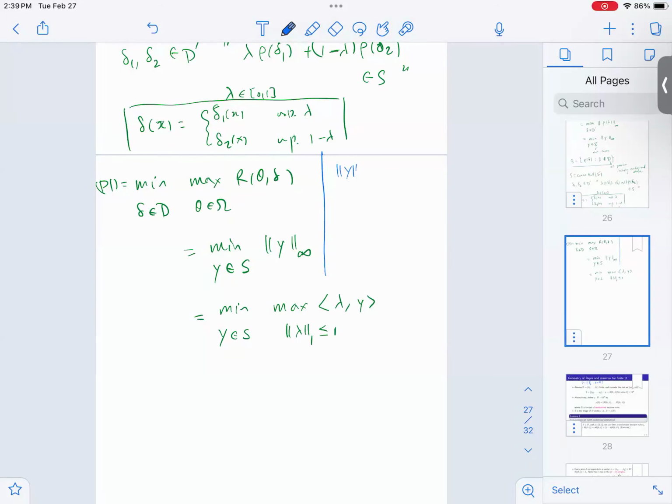So, a side note, this is duality. The L infinity norm is equal to the max over some dual variable lambda, with the L1 norm, of lambda transpose y. This shows that the L1 norm is dual to the L infinity norm. Okay, I used duality.